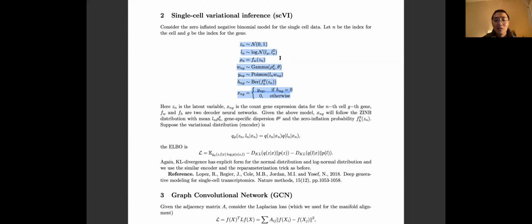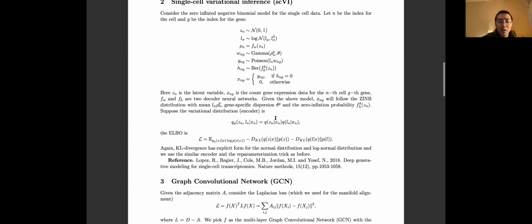Again here, in this case, for the generative model, that is from Z to X, we have two neural networks. First is f_w, which is used to generate the rho, and second is f_h, which is used to generate the probability. So this is the generative model and the prior. So the left side will be the inference model.